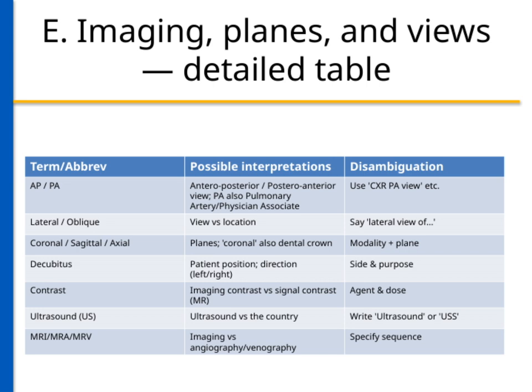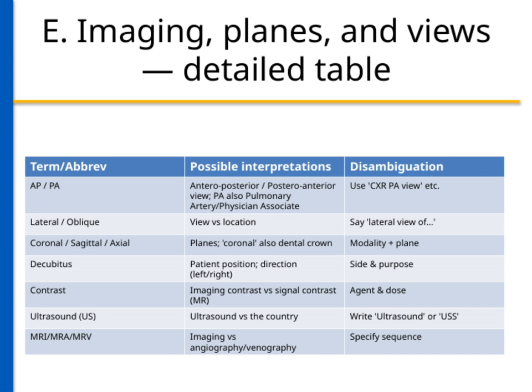Next, lateral versus oblique views. These terms relate to the view versus the location. For example, instead of just saying lateral, it's clearer to say lateral view of the knee to specify the perspective. Moving on to planes, coronal, sagittal, and axial, they describe the planes of imaging. Remember, coronal is also used to refer to dental crowns, so specifying the modality plus the plane clarifies what you're discussing.